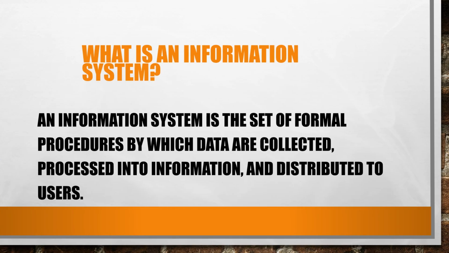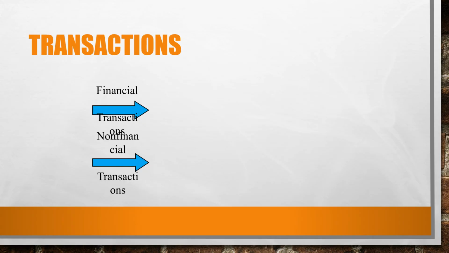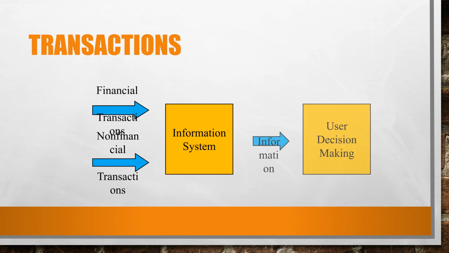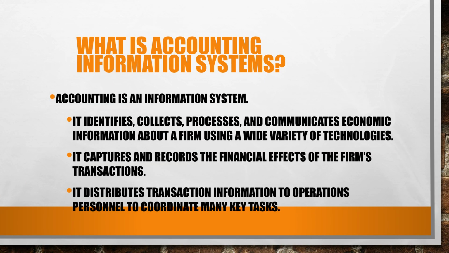An information system is defined as the set of formal procedures used to collect, process, and distribute data as information to its users. Transactions are business events. Financial transactions affect assets and equities, while non-financial transactions include other events processed by the system, like basic reservations. This flow shows how both financial and non-financial transactions enter an information system, which then processes them into information used for decision-making.